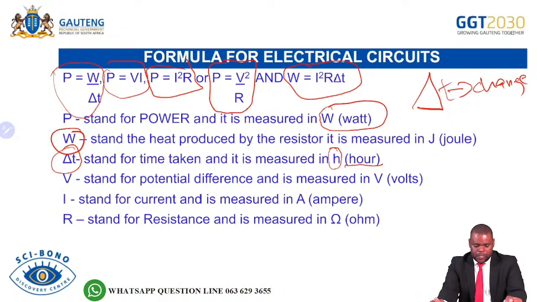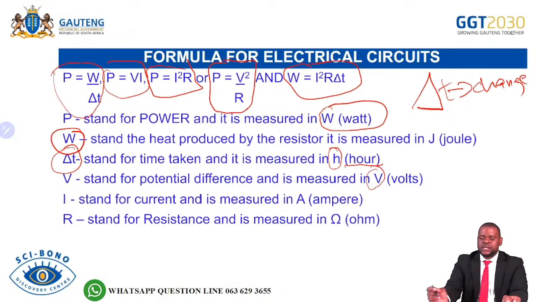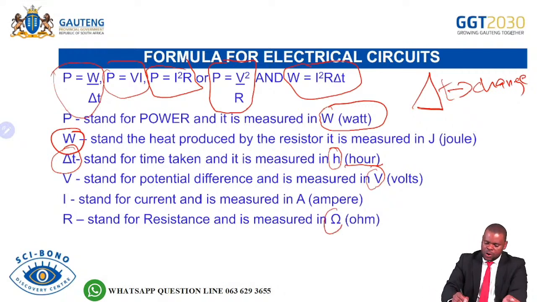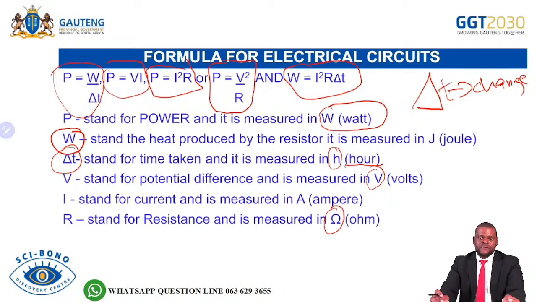Then we say V stands for potential difference or voltage and is measured in volts. The symbol for volts is what? Capital letter V. Are we together? Capital letter V. Okay. I stands for current and is measured in ampere, and the symbol for ampere is capital letter A. Then we go to R. R stands for resistance and is measured in ohm. And this is the symbol for ohm. Are we together, Grade 12? Thank you. Let's continue, Grade 12.